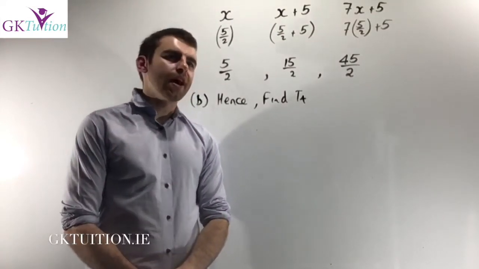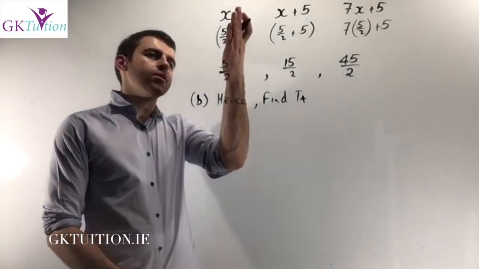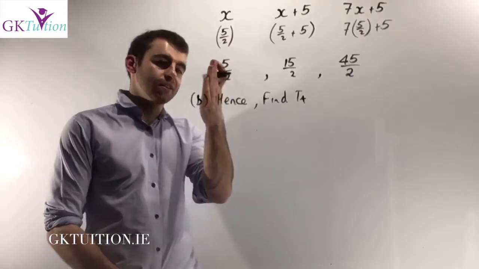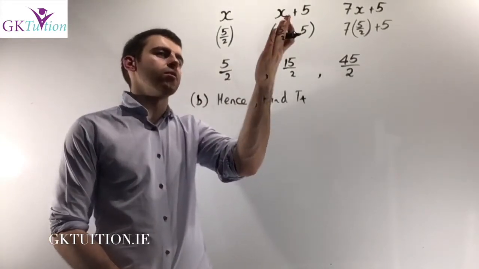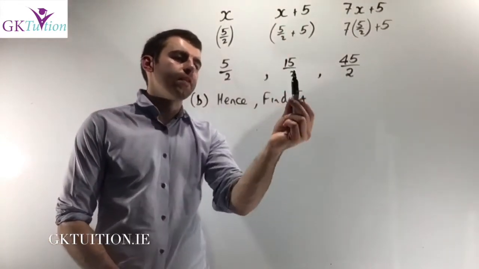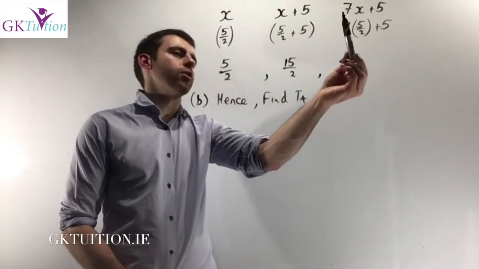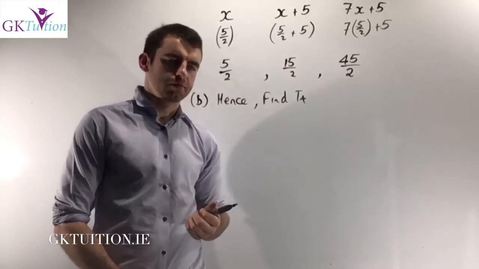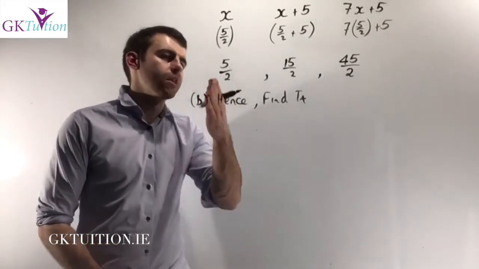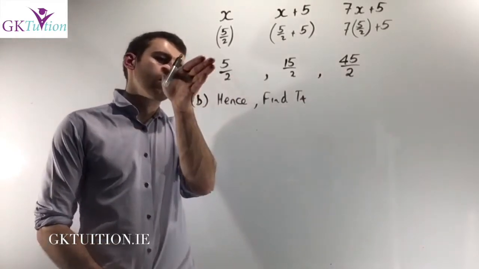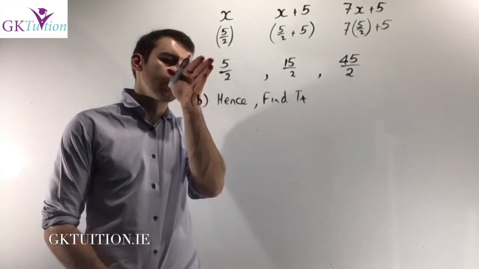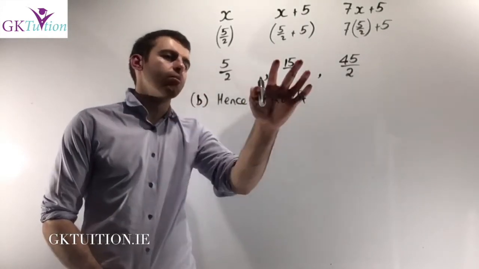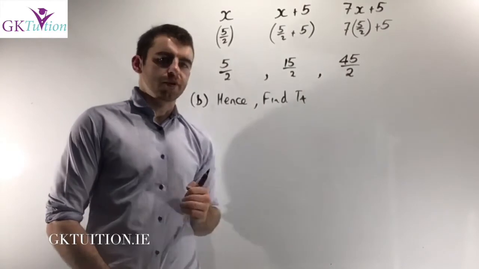Okay, by working out x is 5 over 2, I could now say that the first term, which was just x, is 5 over 2. The second term, which was x plus 5, would be 15 over 2. The third term, which is 7 times x plus 5, would be 45 over 2. So I can clearly see my sequence now. They're all over 2. The first one has a 5 as a numerator. Second one 15. The third one 45.